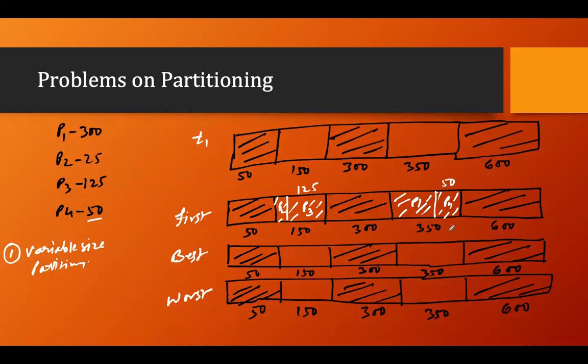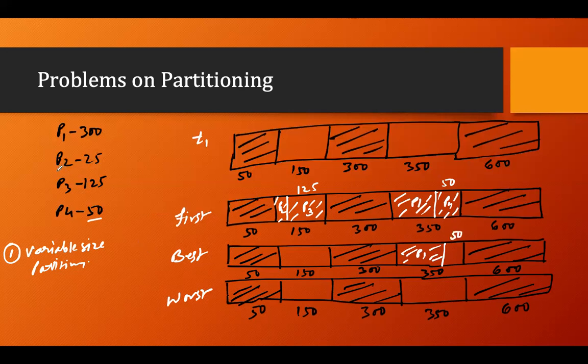Now let's go to the best fit algorithm. What does best fit say? Best fit will find the minimum partition which can accommodate the required process. For that, let's start with P1. P1 requires 300. Can we get 300 from here? No. Can we get 300 from here? Yes. So here we allocate 300. So P1 will come here. And what is left? Left is 50.